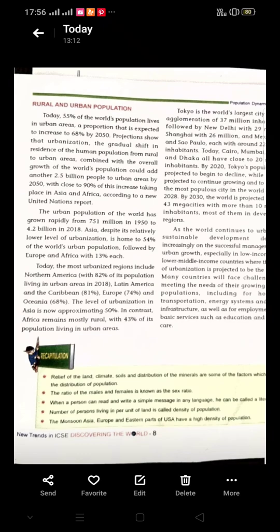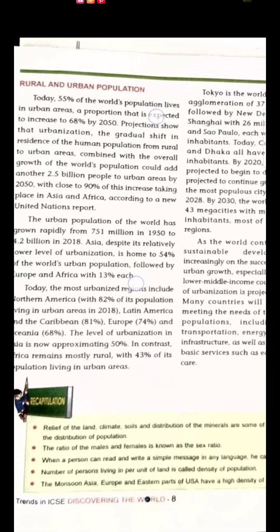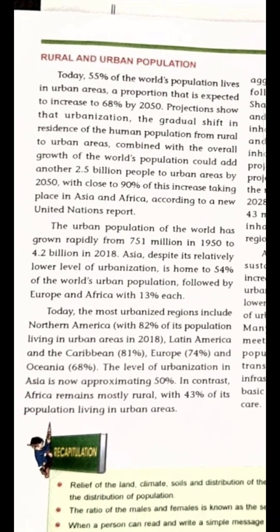Now for today, we start with the rural and the urban population. Let us focus on the rural and the urban population. Today, 55% of the world population lives in urban areas, a proportion that is expected to increase to 68% by 2050. So this 55% of the world population is expected to rise to 68% by 2050.